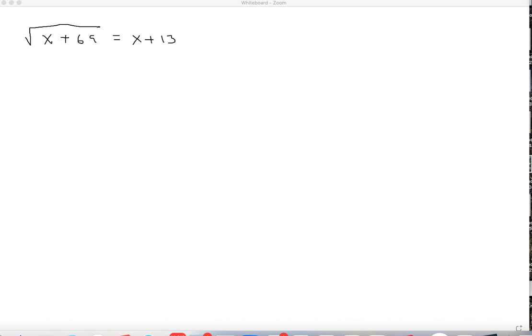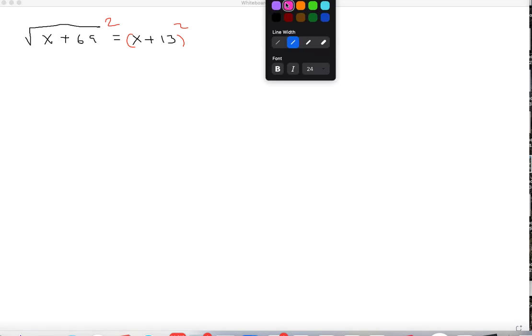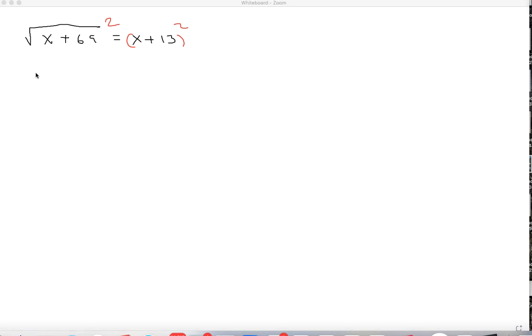Okay, so for this one, again, our radical is already isolated, so we don't have to do any get this piece alone. So that means we're at the squaring step. So I will square both sides. You're going to be careful there to get parentheses around that.